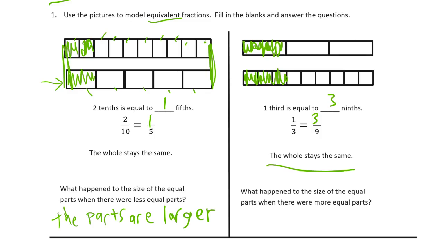What happened to the size of the equal parts when there were more equal parts? So you know, when there are less equal parts, the parts get larger. When there are more equal parts, the parts get smaller.